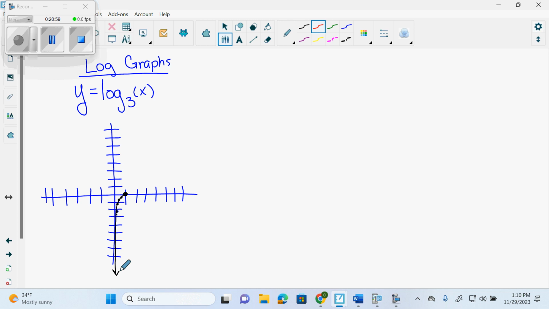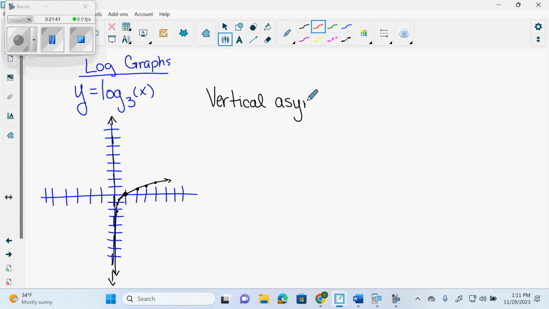Then if I go second trace value 2, I get 0.63. Value 3, and it's 1. Value 4, and I get 1.26. So this graph is going like this. We agree? It's actually the complete opposite of an exponential. This is an increasing log. My asymptote is not a horizontal asymptote anymore. It is a vertical asymptote.